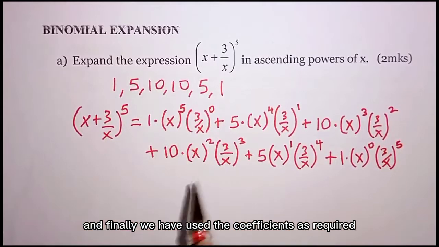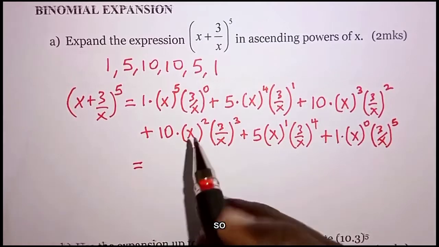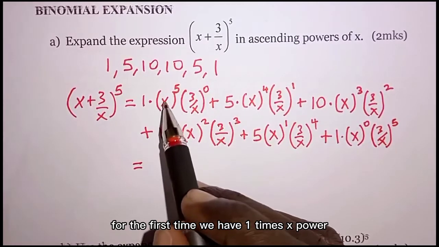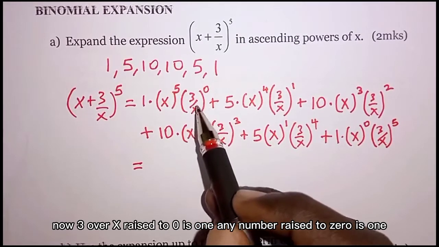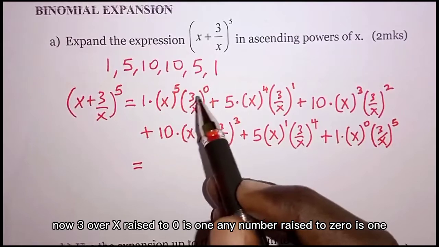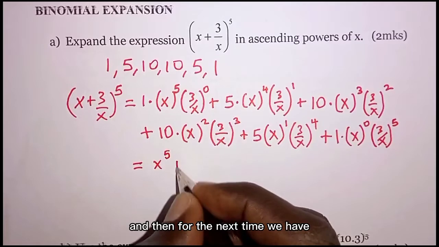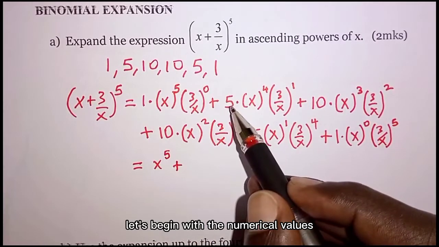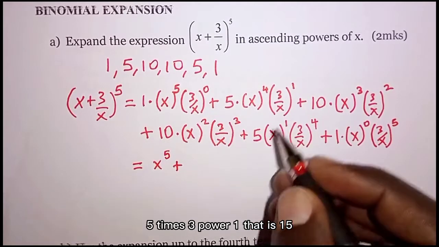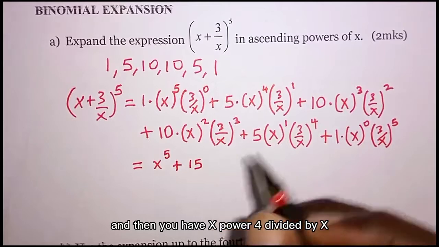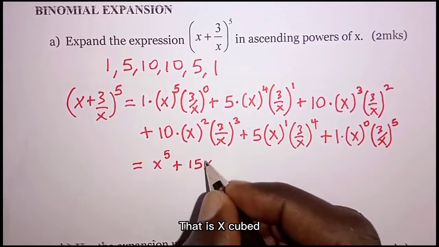And finally, we have used the coefficients as required. Now the next thing is to simplify this. So for the first term, we have 1 times x^5 times (3/x)^0. Now (3/x)^0 is 1, since any number raised to 0 is 1. So here we only have x^5. And then for the next term, let's begin with the numerical values. So 5 times 3^1, that is 15. And then we have x^4 divided by x, that is x^3.